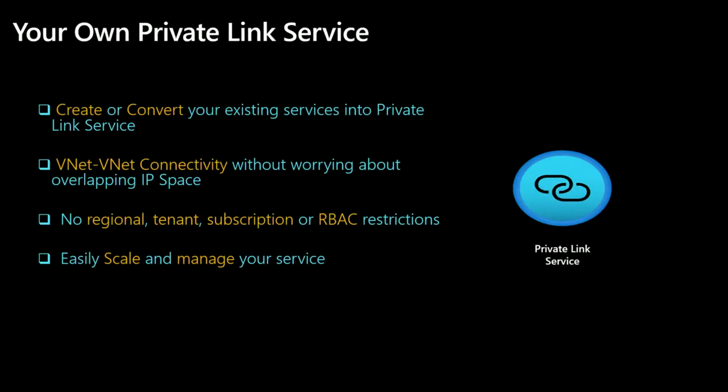Okay, so let's see what I mean by your own service. The beauty of it is you don't have to always create a new Private Link service. If you have any existing service that you're running, with a click of a button, with one API call, you can convert it into a privately linkable service. So it enables VNet to VNet connectivity without worrying about overlapping IP space. We are going to touch this point again further down the slides.